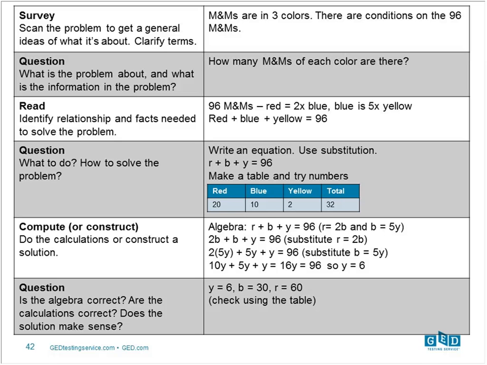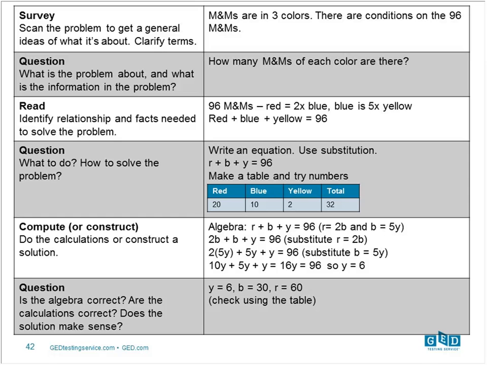Pretty straightforward. Now we look at the relationships. Red equals 2 times the number of blue. Okay, so we know there is a relationship between red M&Ms and the blue M&Ms. Now there's another relationship, and that one is that the blue is 5 times the number of yellow. So we have a relationship there. So what can we do?